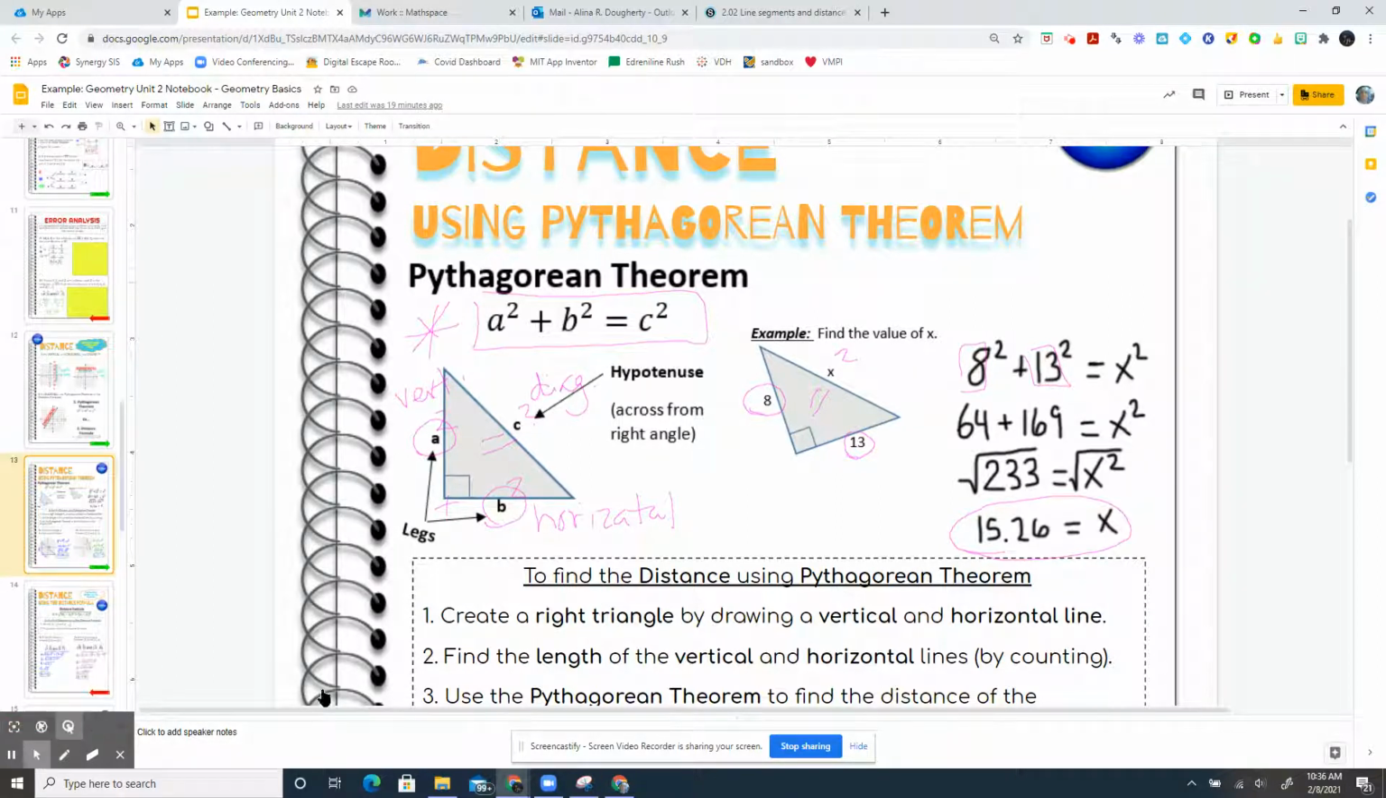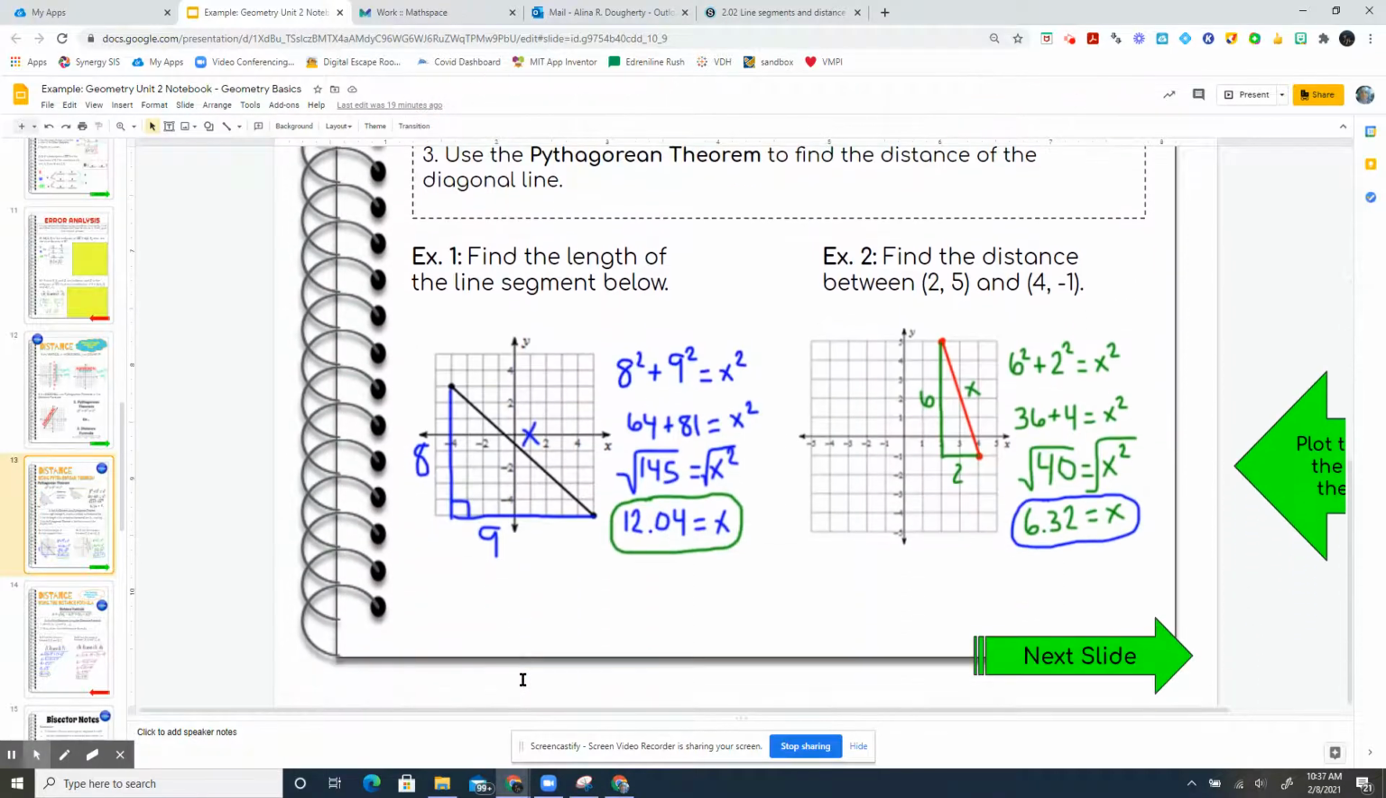So if we come down here to the other examples that are done for you, I'm not going to spend a whole long time on this. What we've done is we've taken this point up here, and we've gone straight down and just counted 1, 2, 3, 4, 5, 6, 7, 8. That's my 8 squared. And then we've gone straight over. That's the horizontal distance, the other leg. 1, 2, 3, 4, 5, 6, 7, 8, 9.